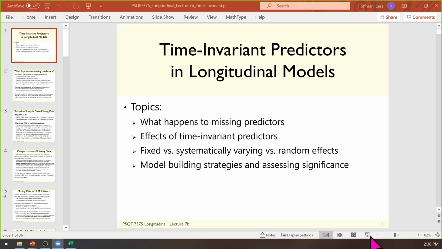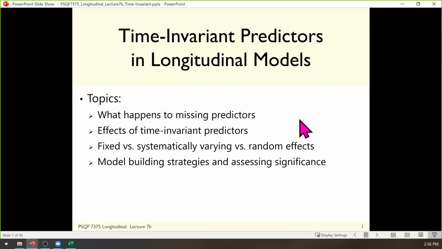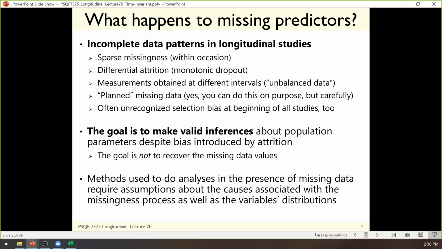So first off, what happens to missing predictors? Because I want you all to recognize that this is not good. So in longitudinal data, people don't cooperate. Sometimes they don't come back. Sometimes they don't answer all the questions. Incomplete data is pretty much a given. So there's lots of reasons for it.